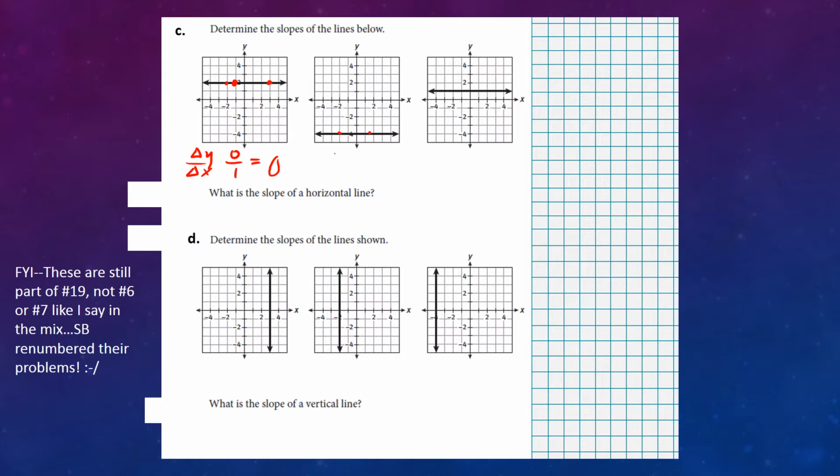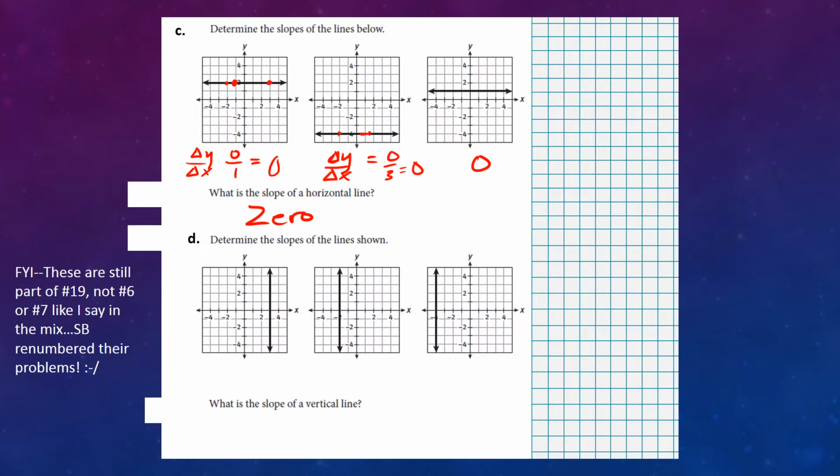If the change in y is 0, then it doesn't really matter what the change in x is, because if I pick those 2 points, that's not a point, but it would still be 0. And you can tell that this one is 0. So hopefully you've just defined for yourself, what is the slope of a horizontal line? 0. All horizontal lines have slopes of 0.